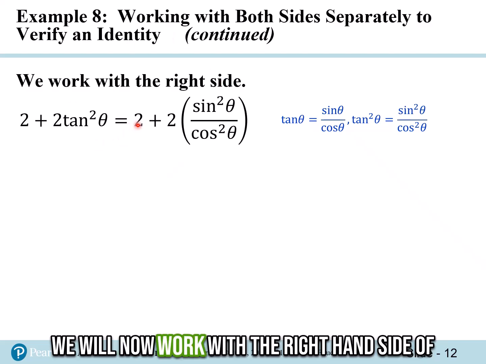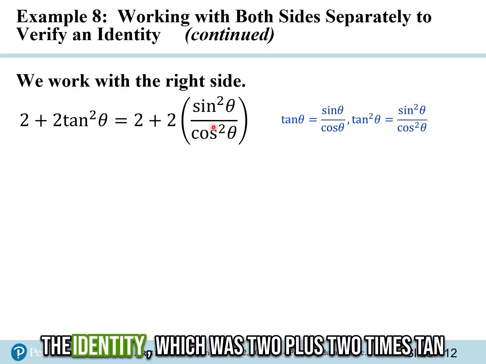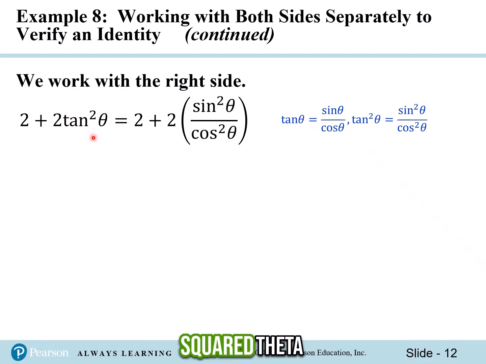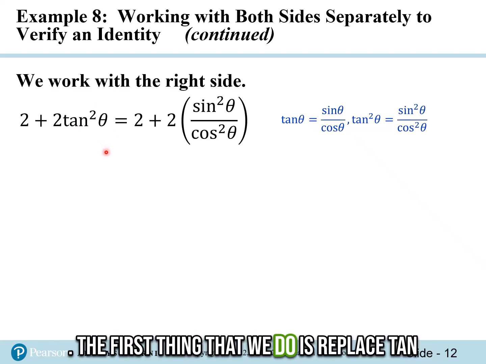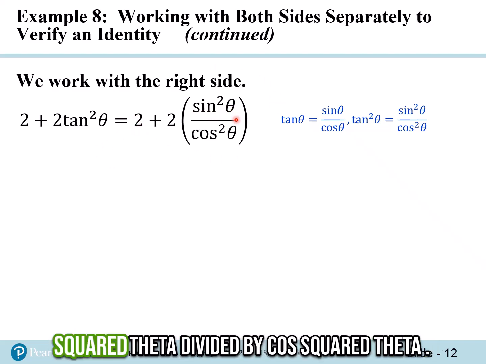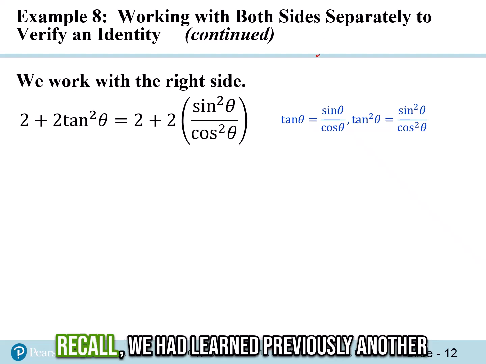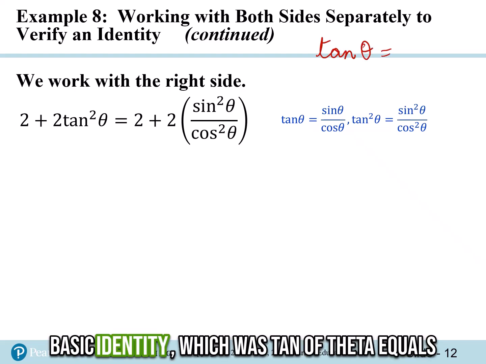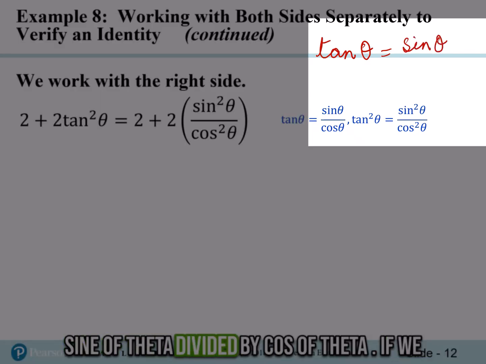We will now work with the right-hand side of the identity, which was 2 plus 2 times tan squared theta. The first thing that we do is replace tan squared theta by its equivalent, which is sine squared theta divided by cos squared theta. Recall we had learnt previously another basic identity, which was tan of theta equals sine of theta divided by cos of theta.